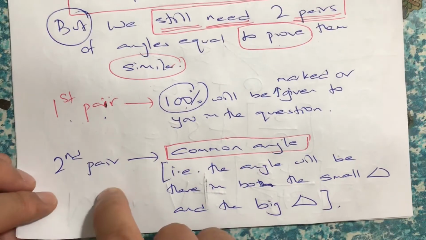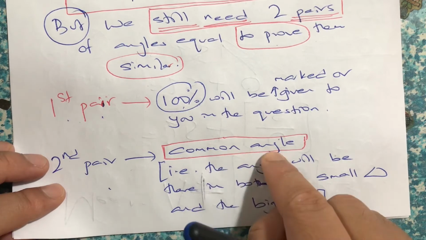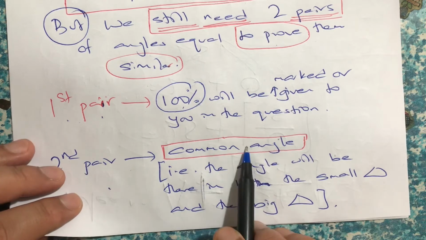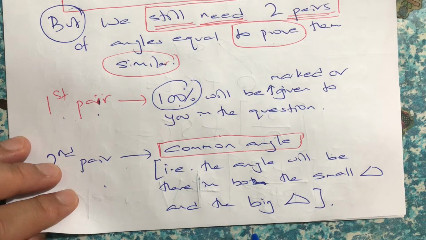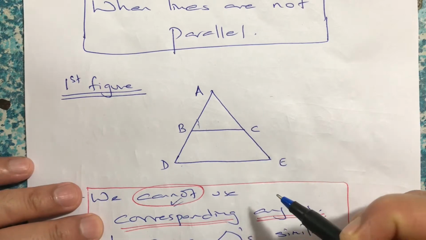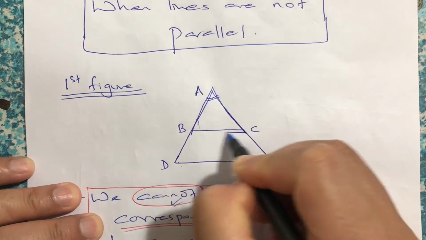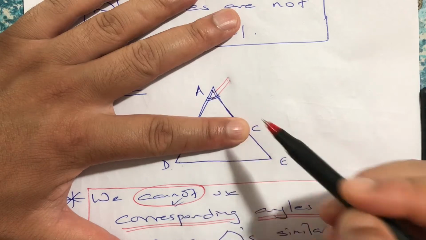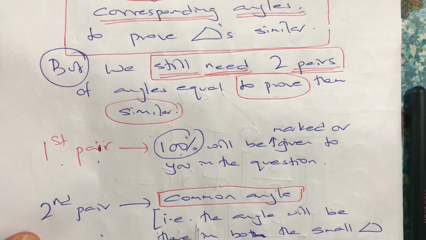Okay, and then once I have this, the second pair is I have to check for a common angle. Now how to check that, I'll come with an example I'll give you. But what is a common angle? Common angle means the angle which will be there in both the small triangle and the big triangle. So in this figure I'll have to check which is one angle which will be there in the small triangle also, which will be there in the big triangle also. Like for example is this one. This angle is in the small triangle also, whereas this angle is in the big triangle also. So this particular angle will be called a common angle. So we have to use these two pairs to prove our triangles similar.